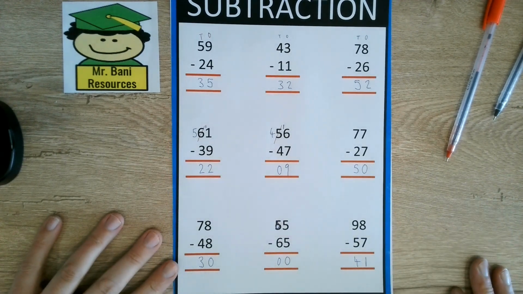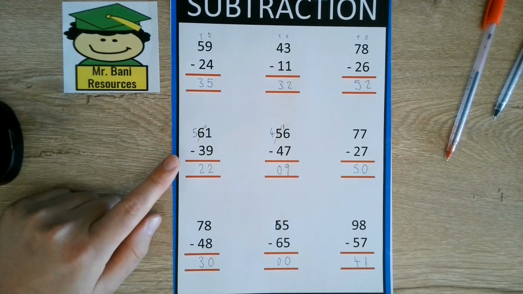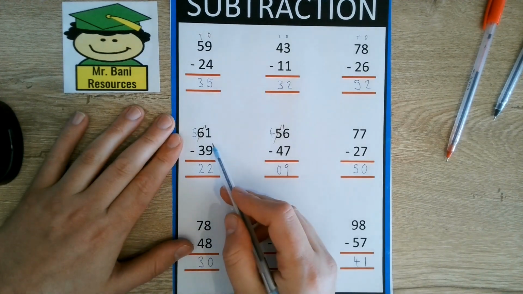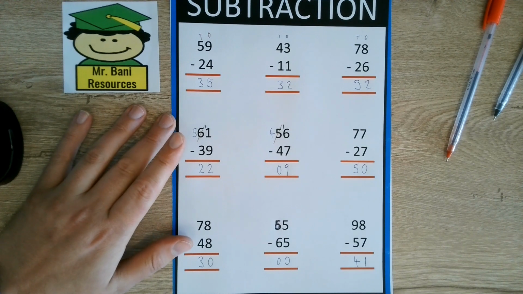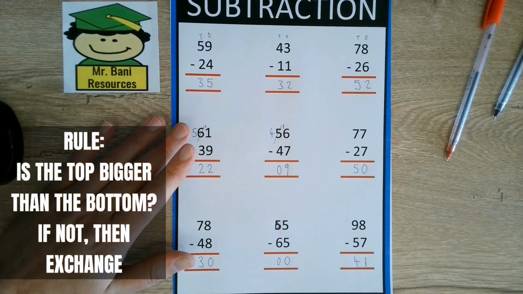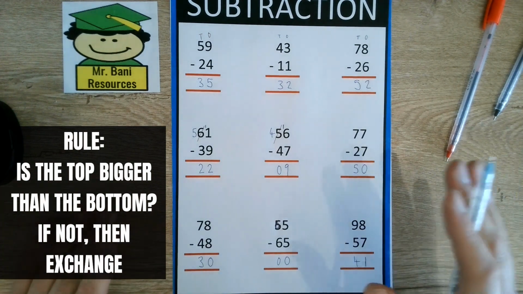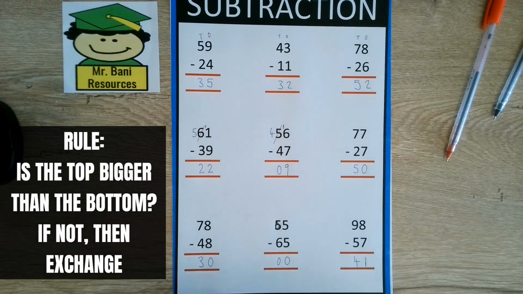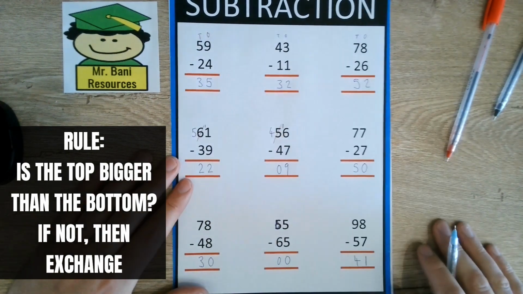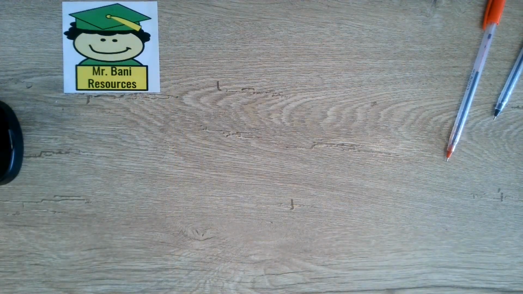Show me some thumbs. Thumbs up, thumbs down. Who's happy with subtraction then? Exchanging. What's the rule for exchanging? Number 1, we start from the right. Is the number above you bigger than the number below you? Is the top bigger than the bottom? Well done. I promise you, if you try and remember this, 9 times out of 10, it will never let you down. And everyone's happy with exchanging? Awesome. Right, subtraction is done.